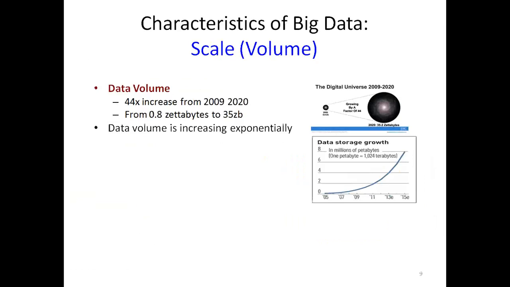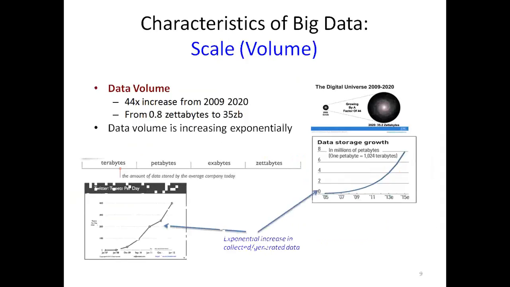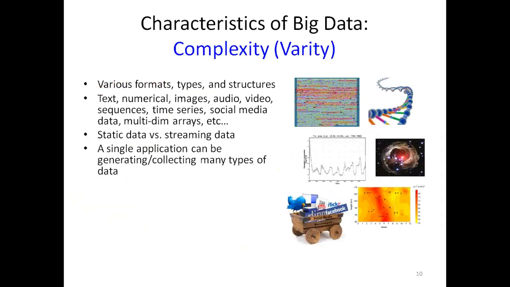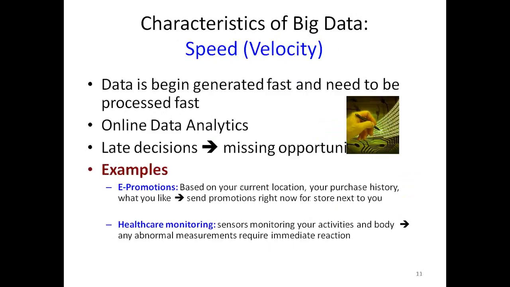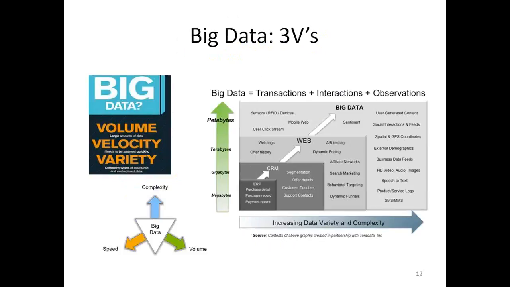So until now we discussed the big data characteristics. One is the volume, large volume, and varieties. Let's see the varieties here: text, images, audio, video, numerical, social media, multi-dimensional arrays, and streaming data, different ways of getting data. And the speed, let's see the speed of the data. So that's called the 3 V's rule in big data: volume, velocity, and variety.